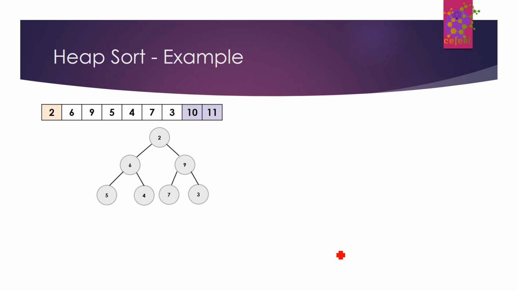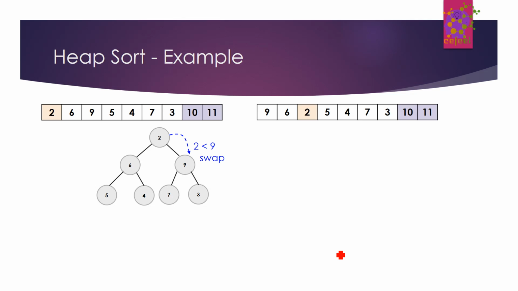So the first step, as we know, is we have to compare 2 with its children. Its children are 6 and 9, and find the maximum of it. The maximum of its children is 9, and we will compare 2 with 9. Notice 2 is less than 9 because 2 is smaller, 9 is greater, 9 has to go up. So we'll swap 2 and 9. Once we swap 2 and 9, we will get this. So 2 and 9 are now swapped, and we are still not done.